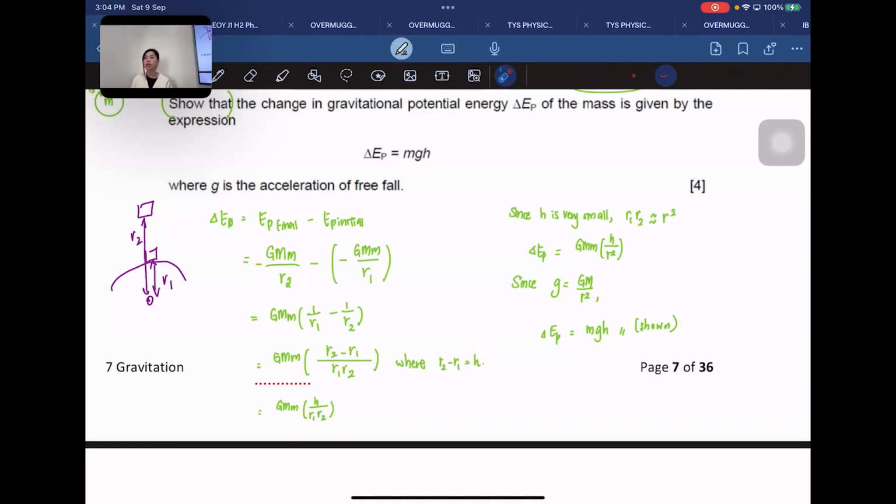Now, it is said that because h is very, very small, r1 and r2 are approximately the same. Therefore, instead of writing r1 r2, I can write it as GMmh over r squared. Understand? So since I know that g is GM over r squared, I just got to substitute this in here. That's why I get delta U equals mgh. So a seemingly simple equation is actually derived in such a manner. Understand?